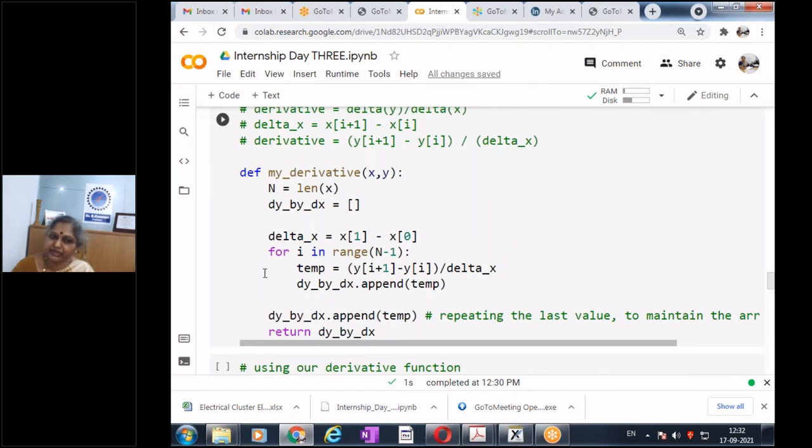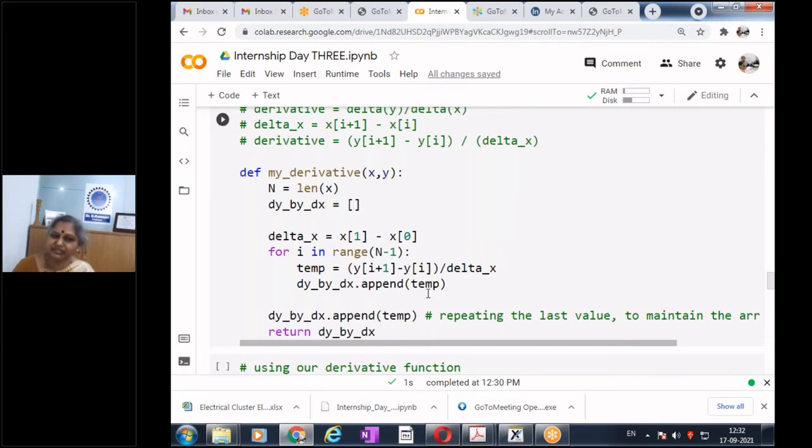Then what I'm doing, for i in range n minus 1, I am computing the value of y of i plus 1 minus y of i. So I am taking the difference and dividing by delta x. So delta y by delta x is what my slope is. I compute the slope and I add it. I keep on increasing the array.